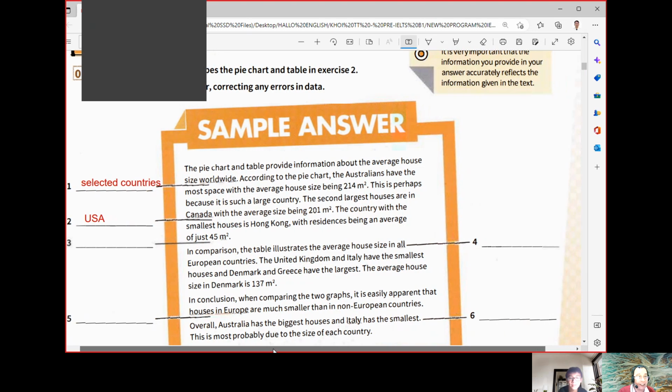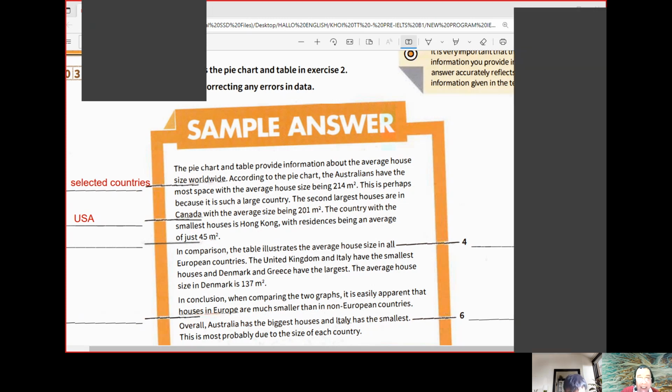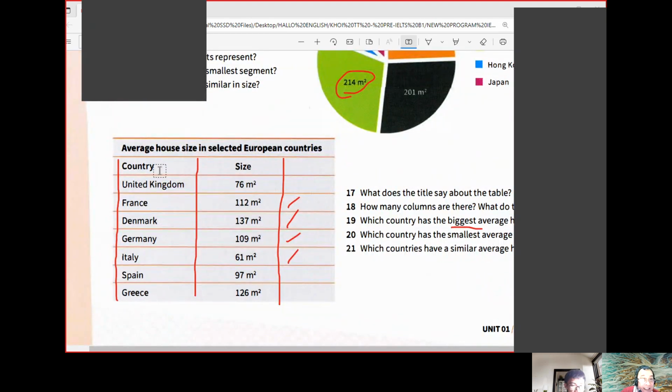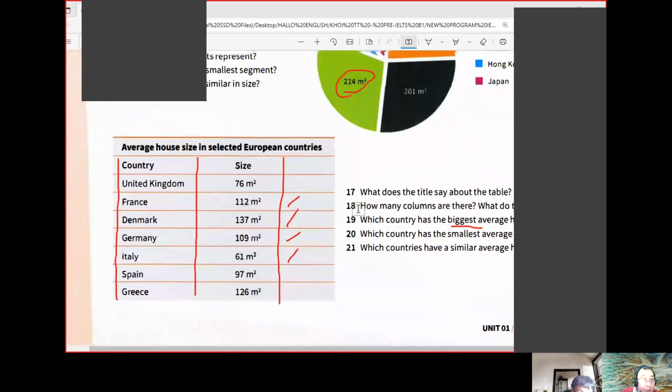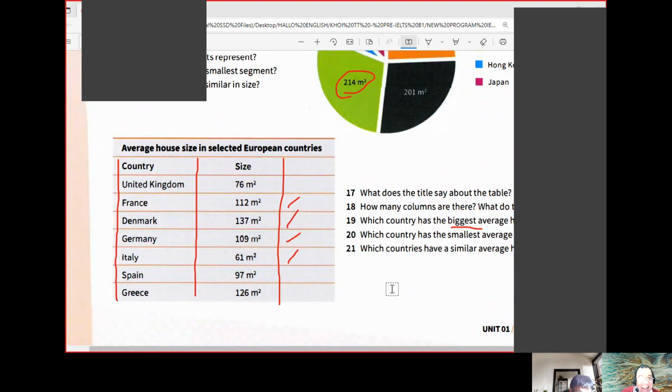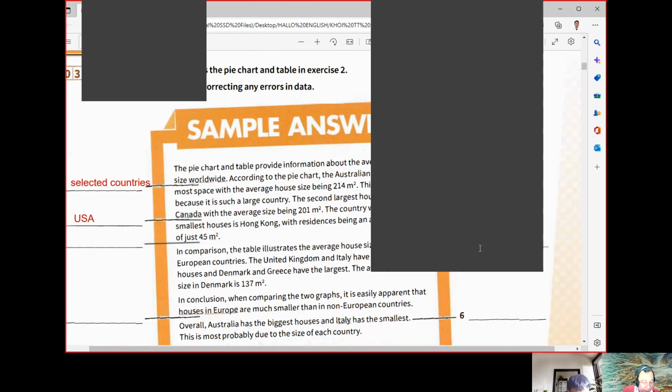In comparison, the table illustrates the average house size in all European countries. Look at the word "all." It's European countries, I think it's right. Oh no, it's in some countries. Another word for "some" is "selected." So the right term, not "all" but "selected countries."